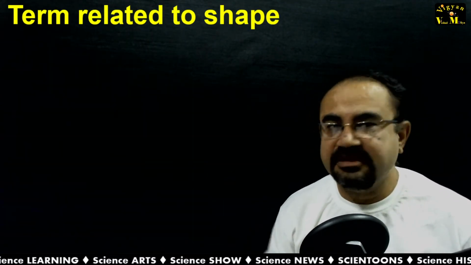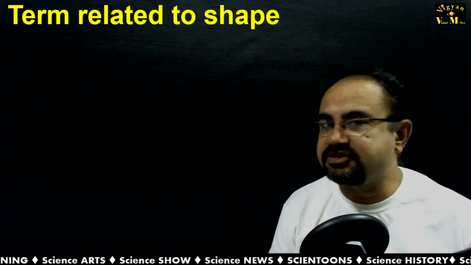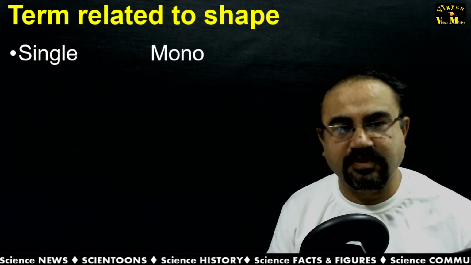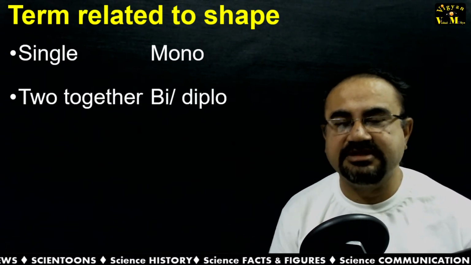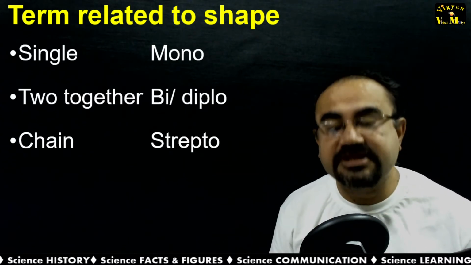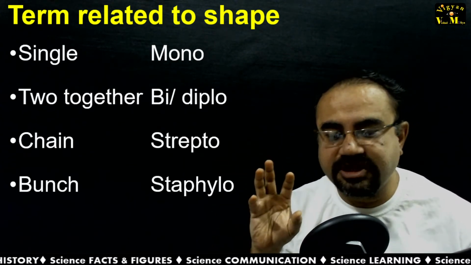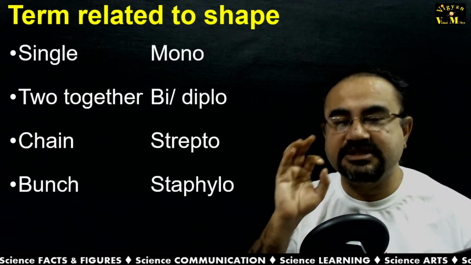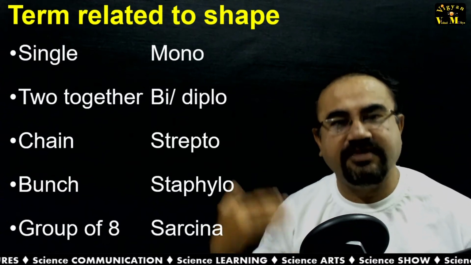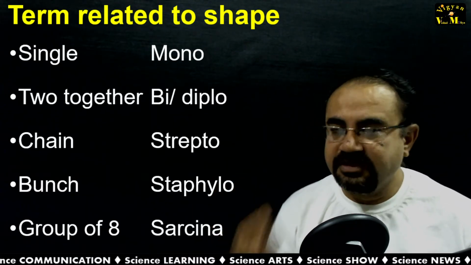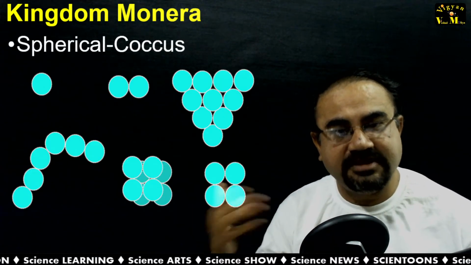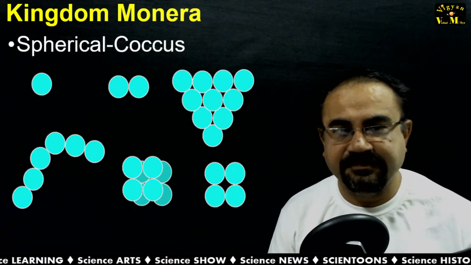Further, there are certain terms associated with bacterial arrangement. If they are single, it is mono. If two together, it is diplo. If in a chain, it is strepto. If in a bunch, it is staphylo. And if there is a specific group of 8, it is sarcina. Now let me explore it further, going through the spherical shape where the different groupings are there.